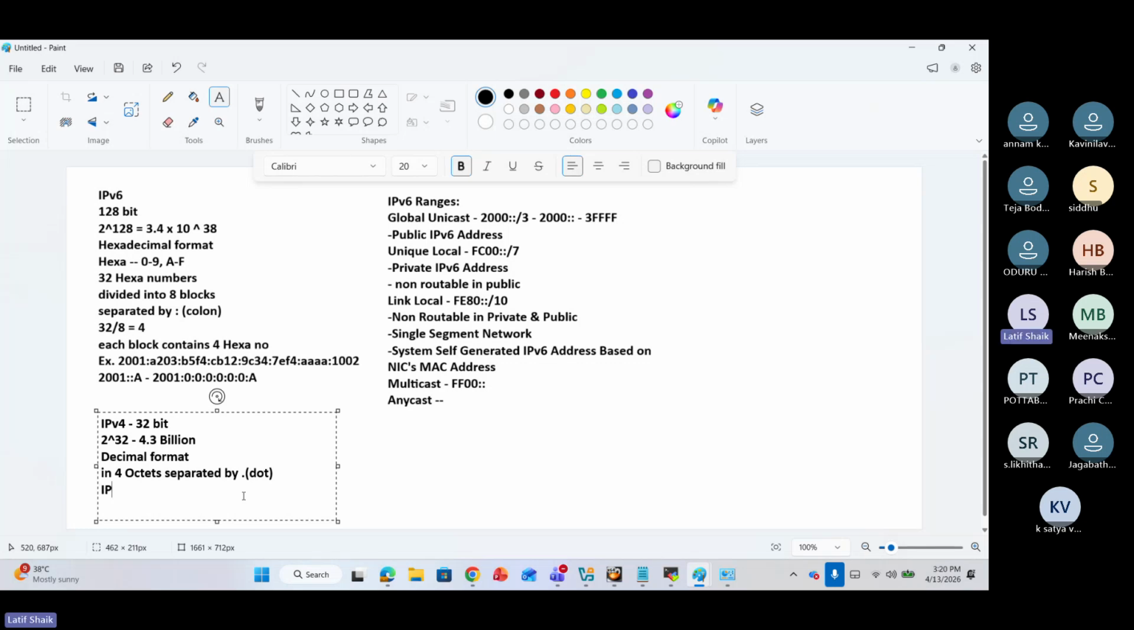The IPv4 range is 0.0.0.0 to 255.255.255.255, and it is divided into 5 classes. But in IPv6, we do not divide the entire range into classes. We did not divide the entire IPv6 range. We have taken certain ranges for specific purposes.